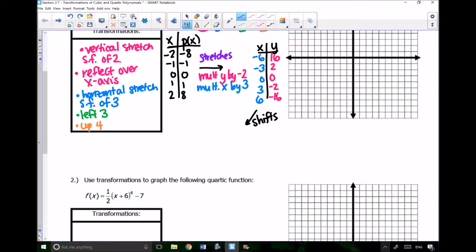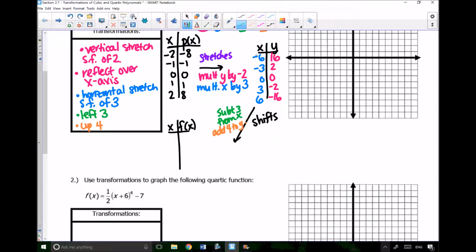Okay, and what kind of shifts are happening? Well, I'm going to the left 3, so that means I need to subtract 3 from x, right? And it means that I also have to, if we're going up 4, add 4 to y. And that's going to bring me exactly where I need to be. It's going to bring me right to my f of x values right here. Okay, so let's go ahead and do that.